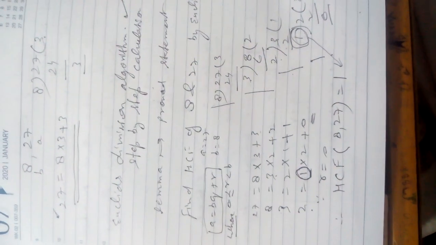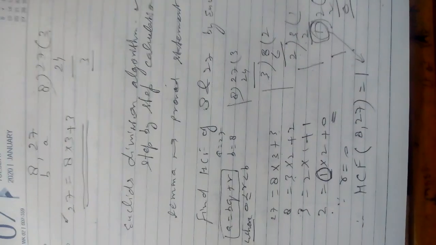The last divisor will always be the HCF. So algorithm and lemma are the same thing, the difference is that the algorithm has 2, 3 or 4 steps. Sometimes it gets only 1 step, sometimes 2 steps, 3 steps. Here how many steps are you getting? 1, 2, 3, 4th step you are getting the result.